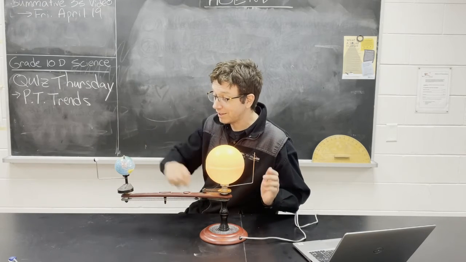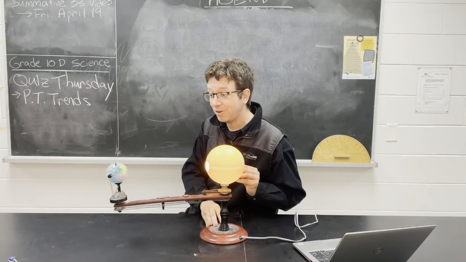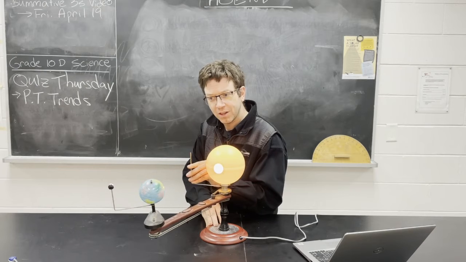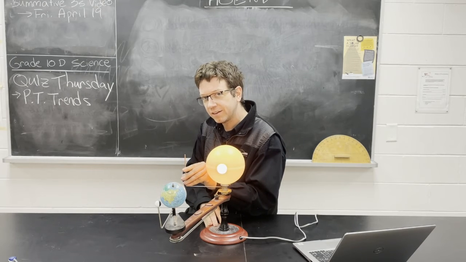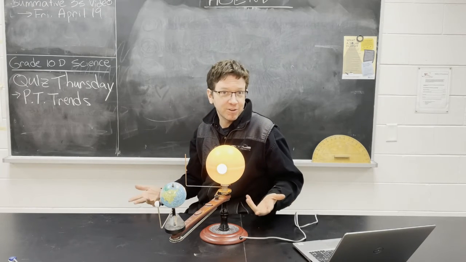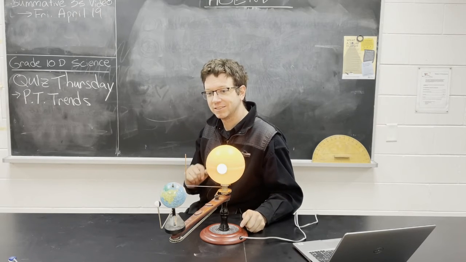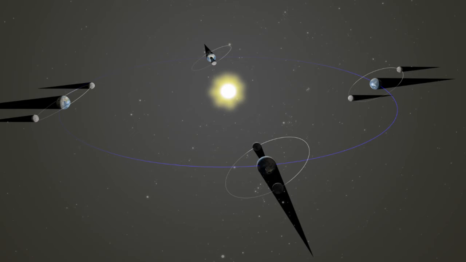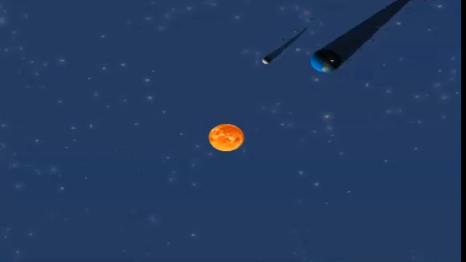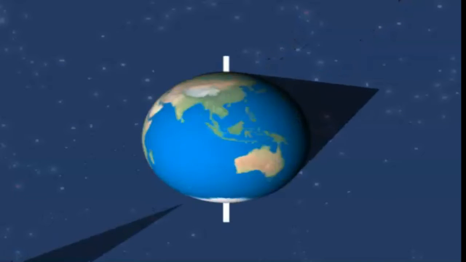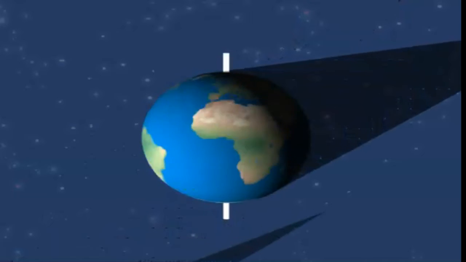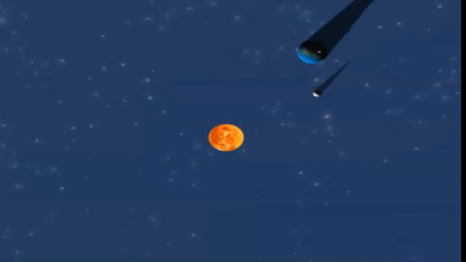Now it takes 1 month for the moon to go all the way around the Earth. So why then don't we have a solar eclipse every month? Let's look deeper into this. The orbit of the moon is tilted about 5 degrees relative to the orbit of the Earth around the sun. Because of this, the moon's shadow often falls below or above the Earth, and we don't see an eclipse.